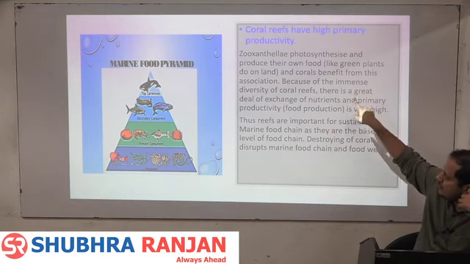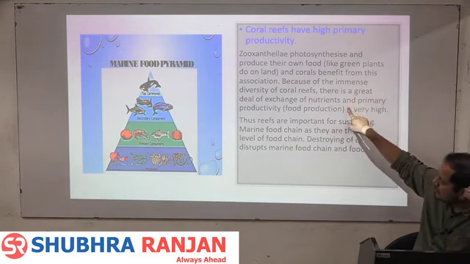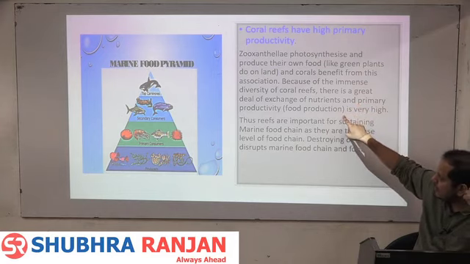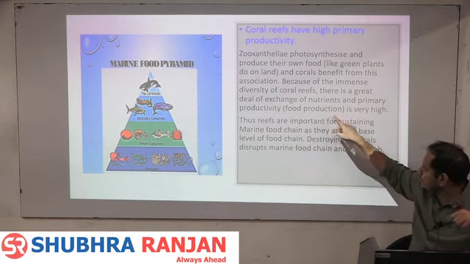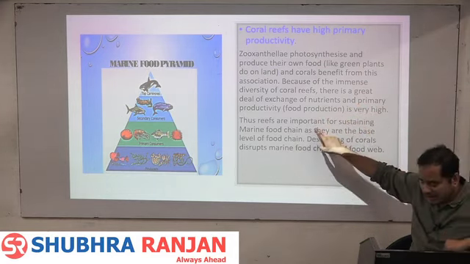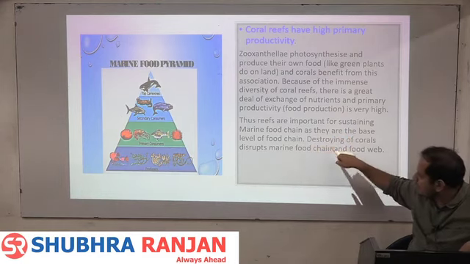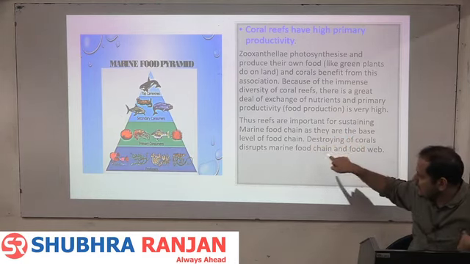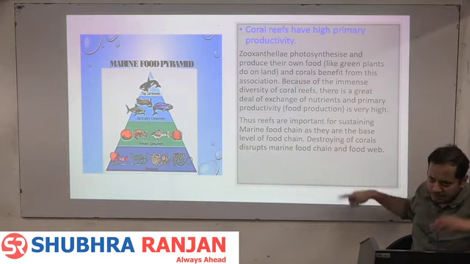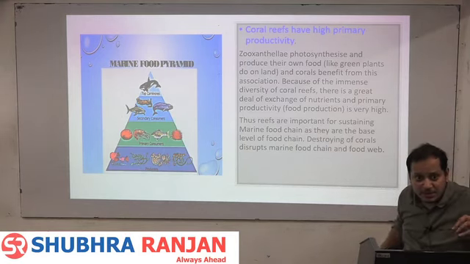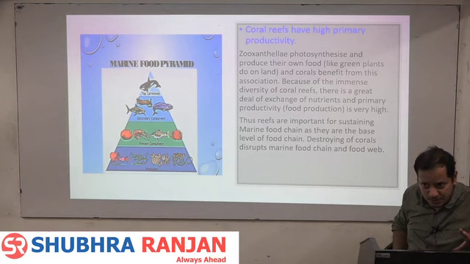Because of the immense diversity of the coral reefs, there is a great deal of exchange of nutrients and primary productivity, that is, food production, is very high. Thus reefs are important for sustaining the marine food chain. Getting it? As they are the base level of the food chain. Destroying the corals disrupts the marine food chain and the food web, and may result in dead zones in the oceans.